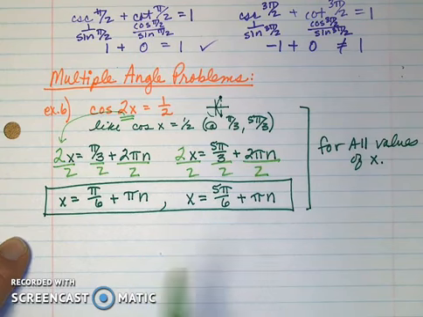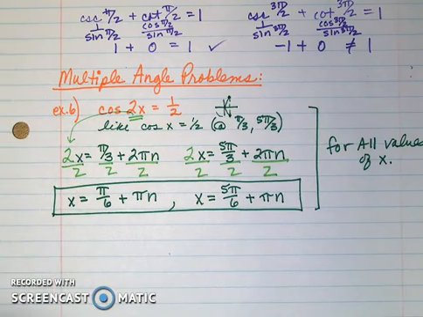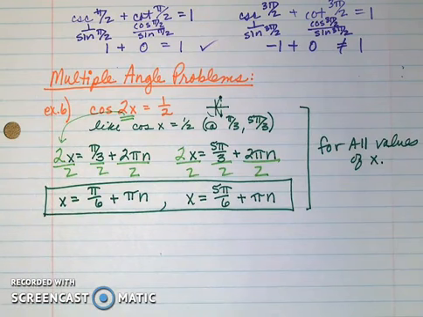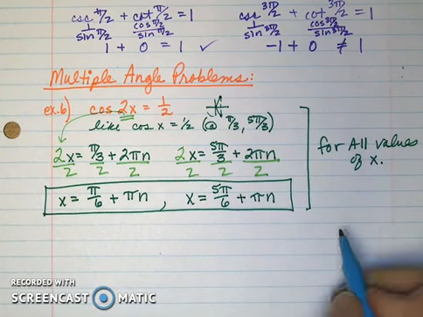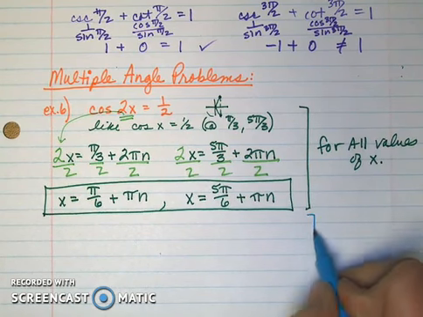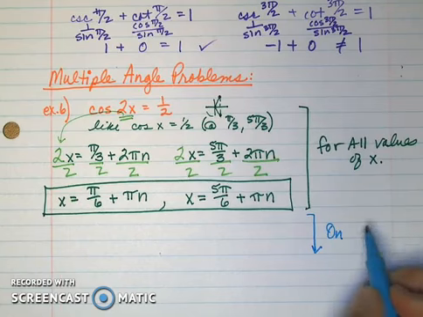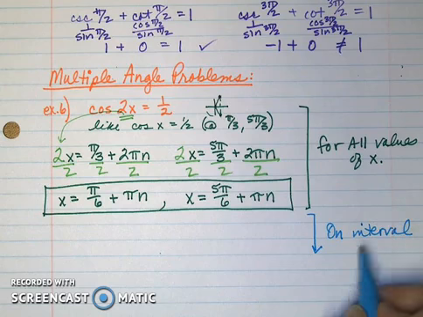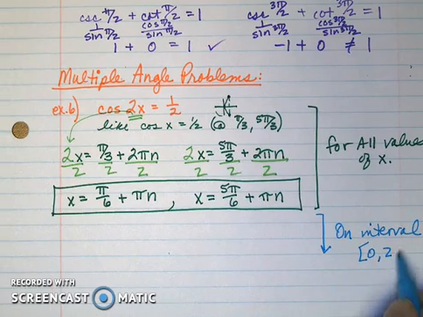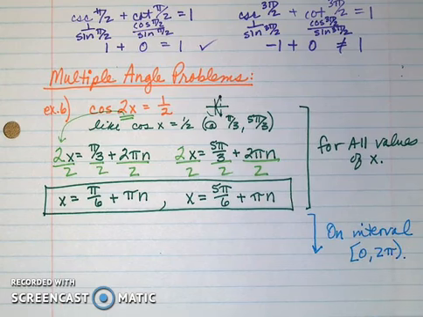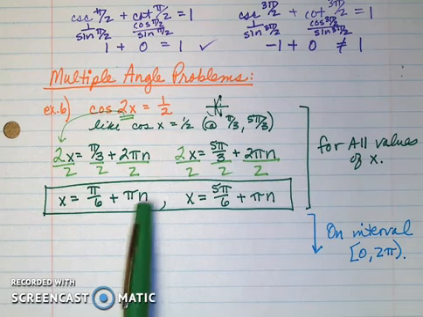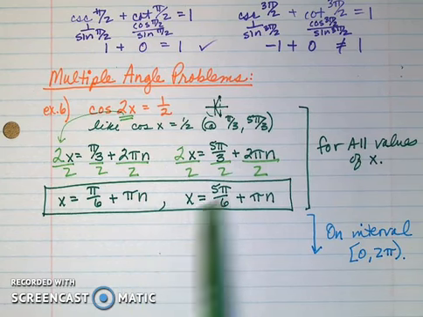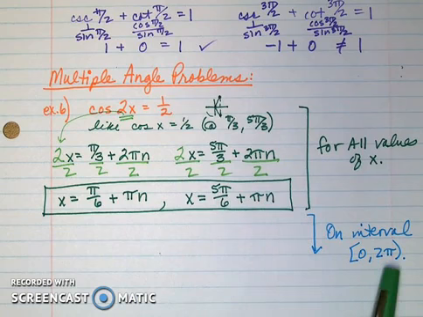So if I set the interval, let's pick another color. Can you tell I got new pens? So if we want to set this up to be on, usually they pick the interval from 0 to 2 pi. We'll just stick with that. Then I'm going to let n be 0 and 1 and 2 and as many as I can to stay within that interval.